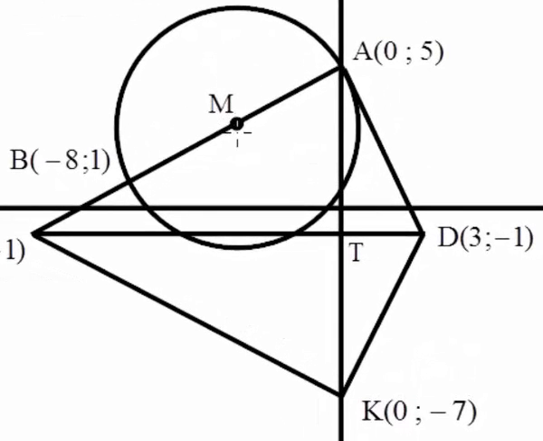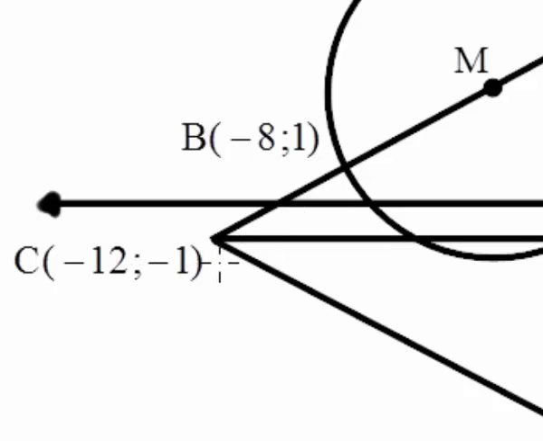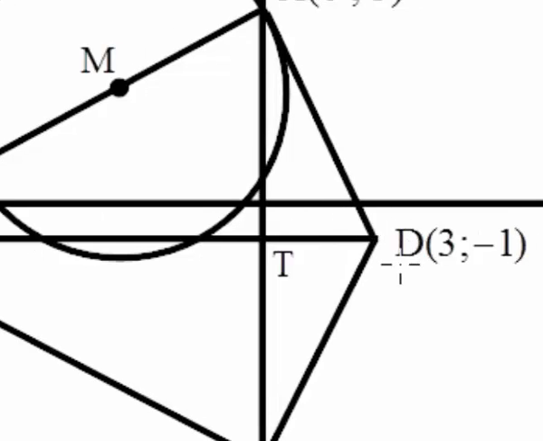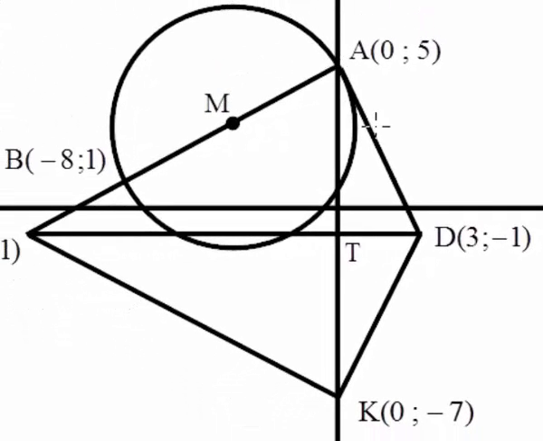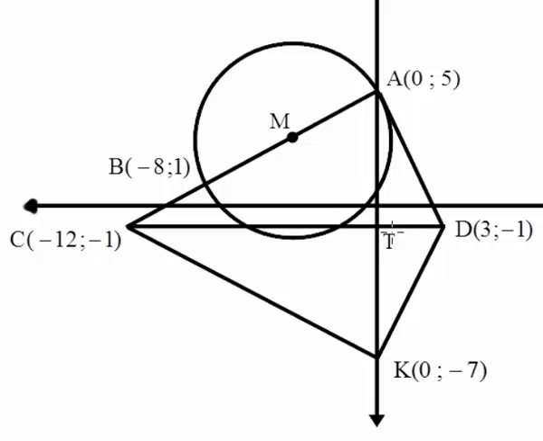You've got a circle with center M. And we've got the points A and B that lie on the circle. In fact, AB is the diameter, A is (0, 5), B is (-8, 1). And we've got the point C here as (-12, -1). CD is a straight line, and then you've got line AD. This is a tangent to the circle. AD is a tangent, and then K is the point (0, -7). And we've got points C and D joined there to form that straight line.